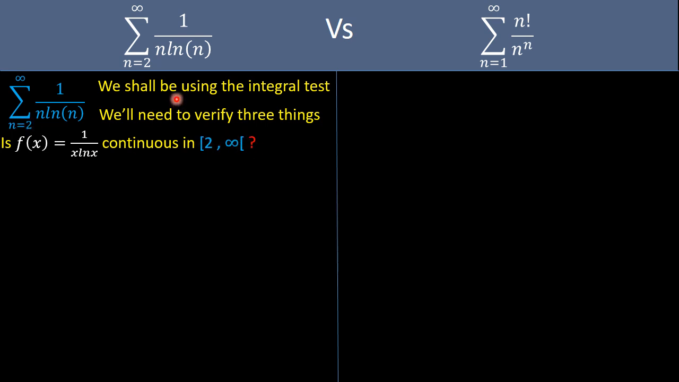Because to use the integral test, we have to test for 3 things. The first is whether the function is continuous in the interval from 2 to infinity. Is it continuous? Okay, it is continuous. We can quickly check that, but I'll leave that to you. You just need to use the various conditions to show if the function is continuous or not.